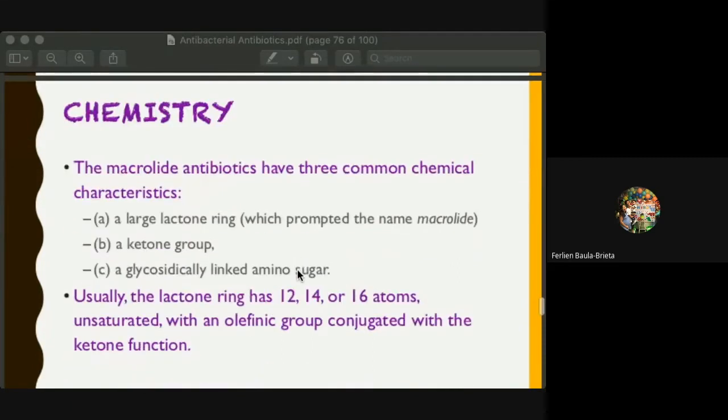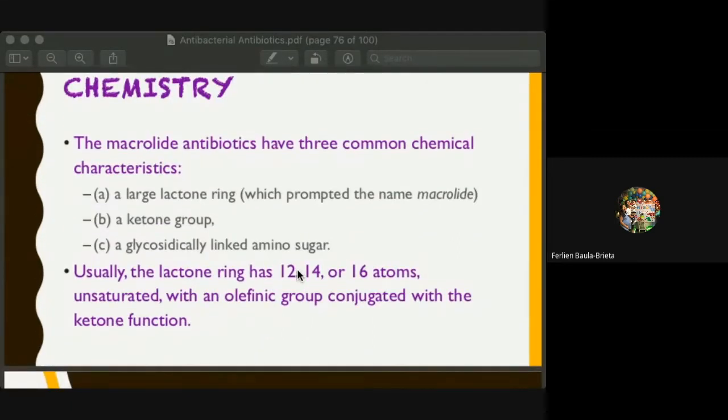So the macrolides have three common chemical characteristics. First, a large lactone ring, which prompted the name macrolide, and a ketone group, and also a glycosidically linked amino sugar. So usually, the lactone ring that makes it a macrolide contains 12, 14, or 16 atoms. That is why it's macro. They are unsaturated, that is very lipid-loving, with an olefinic group. So it contains a lot of double bonds conjugated with ketone function.